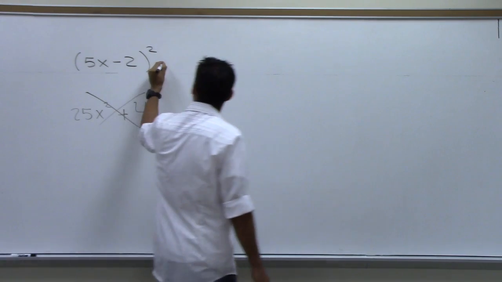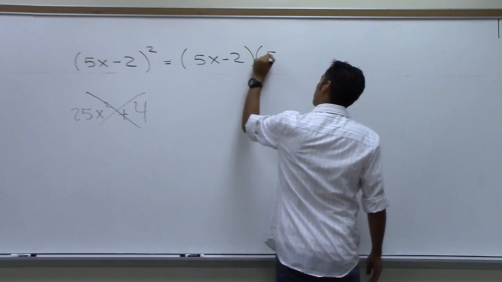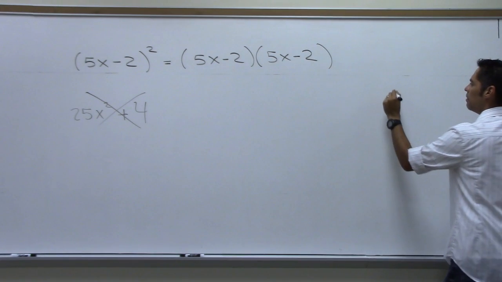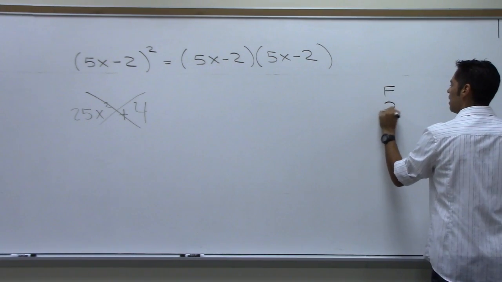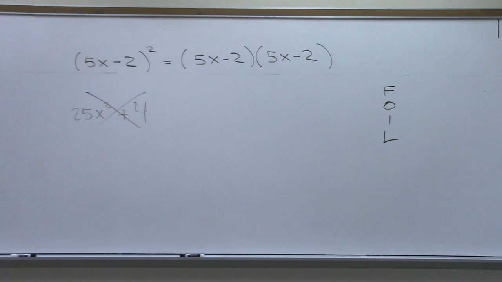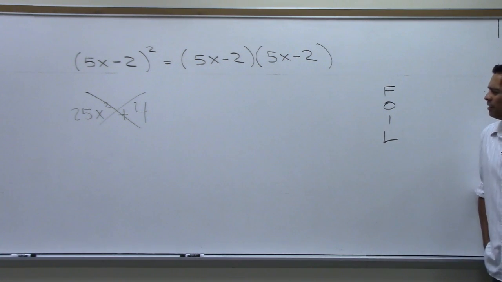What you have to do is write it out and then use this thing. I already heard it. What was it? FOIL. Your second favorite 4-letter F word. FOIL. What does FOIL stand for? First, outer, inner, last. Okay.